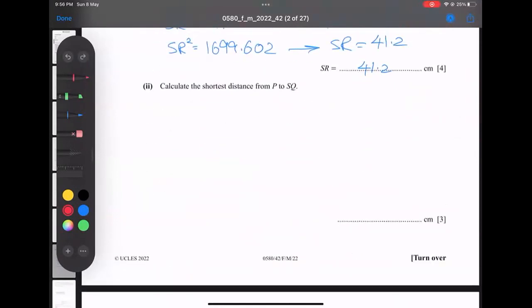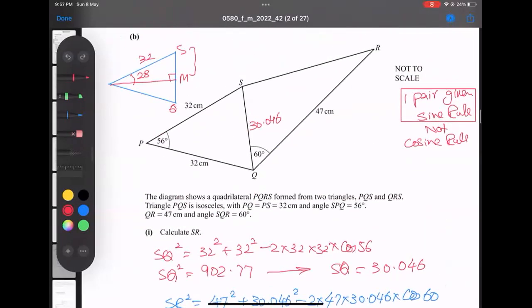Let's talk about the shortest distance from P to SQ. Whenever a man is standing in front of a wall, this is not a short distance. Shortest distance always makes a 90 degree angle, confirm. So this is called the shortest distance. It means I have to make a perpendicular from P to SQ. So I'll drop a perpendicular, 90 degree. This is my task.